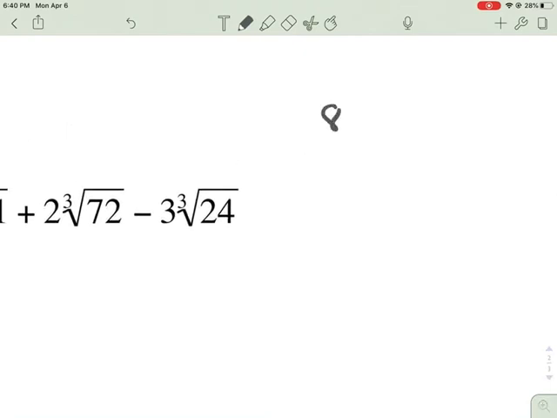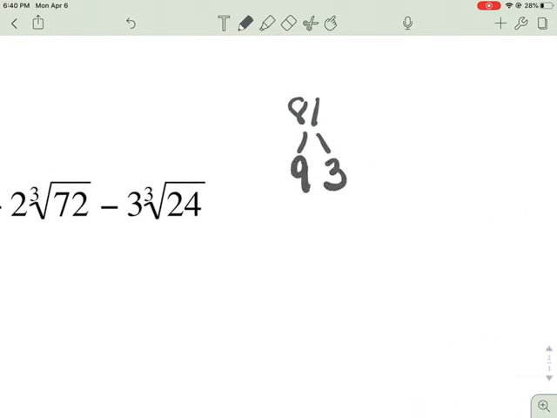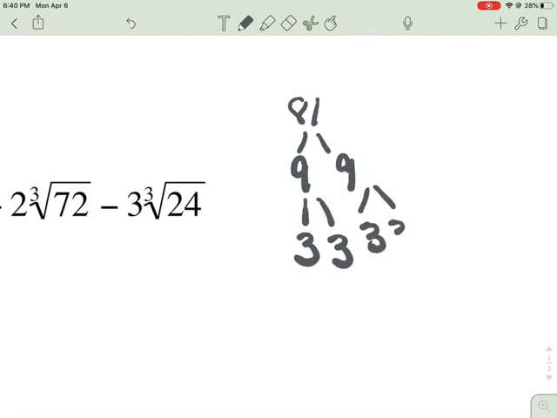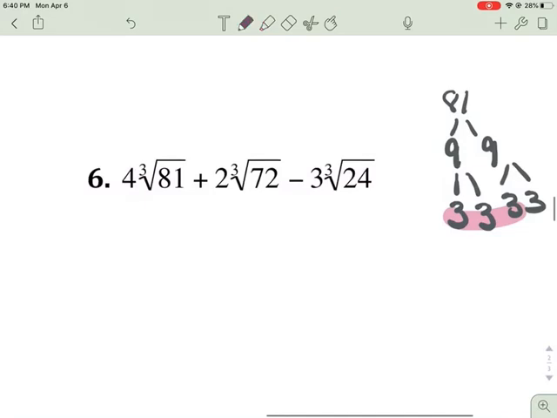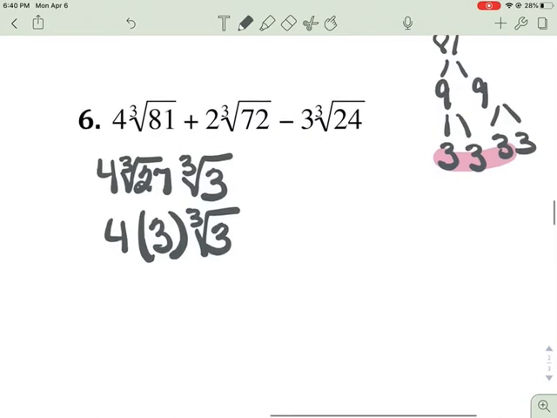All right, so 81, and we are looking for cube roots. So 9 and 9, sorry, not 9 and 3. Okay, 3 and 3, so we need a group of 3. There it is. So this will be 4 cube root of 27, cube root of 3, or 4 times 3, cube roots of 3, or 12 cube root of 3.